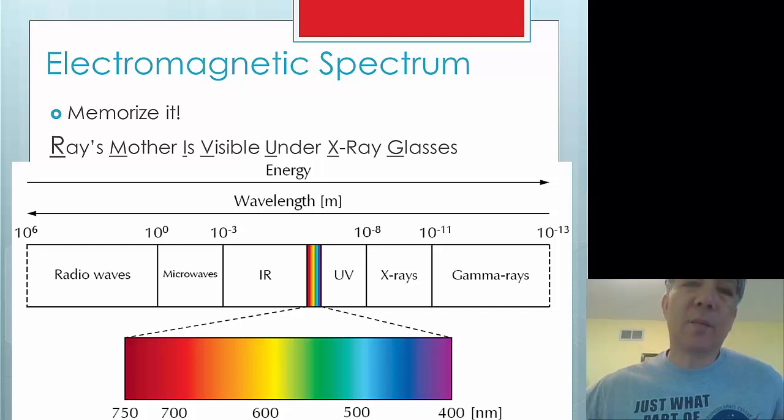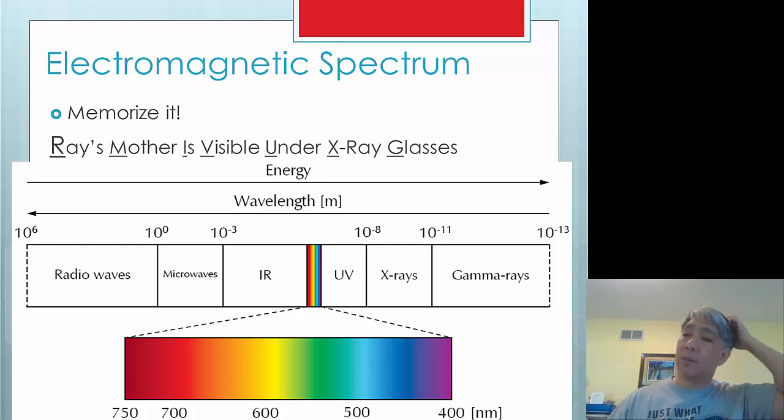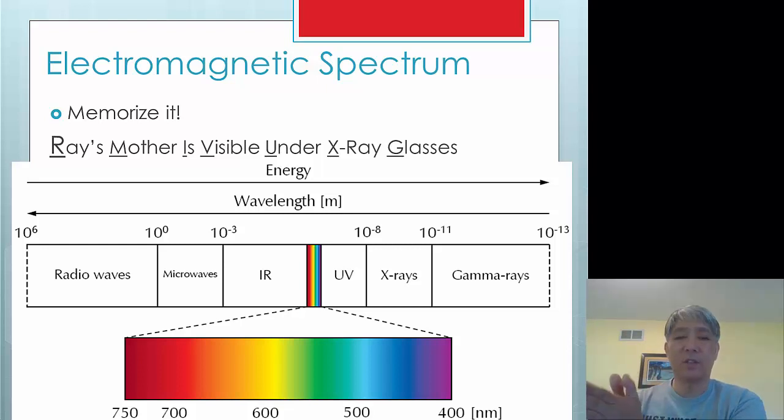There are many other mnemonics out there if you want to look on the internet for them and find one that works for you. But R stands for radio waves, then microwaves, then infrared. And that's why you know that red has longer wavelengths. Then the visible light, ultraviolet, X-rays, and gamma rays. So again, Roy G. Biv, the V is violet. That's why we have ultraviolet, then X-rays, then gamma rays.